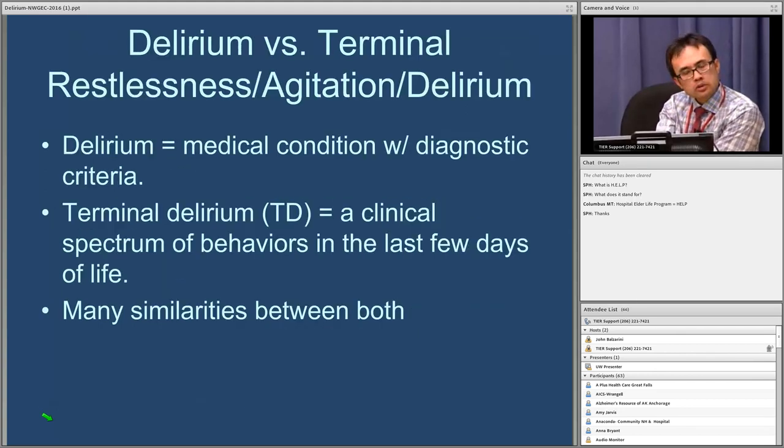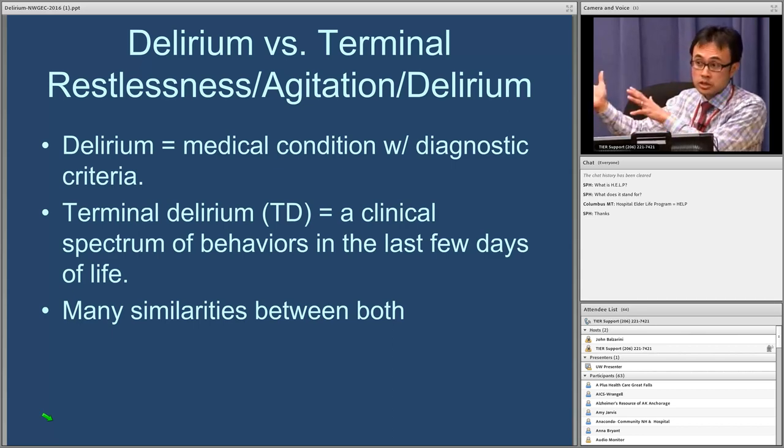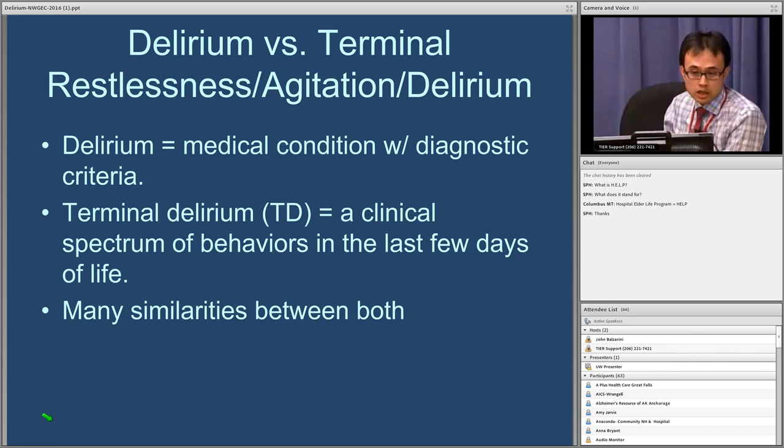And so what we'll talk about a little bit is the distinction between delirium versus terminal agitation, also known as terminal delirium or terminal restlessness. Delirium is what we talked about. It's some sort of medical condition with some sort of diagnostic criteria, very similar to the DSM-5 criteria that we talked about. But terminal delirium really refers to a clinical spectrum of behaviors and symptoms that you see in the last few days of life.